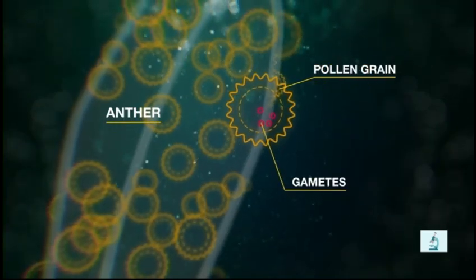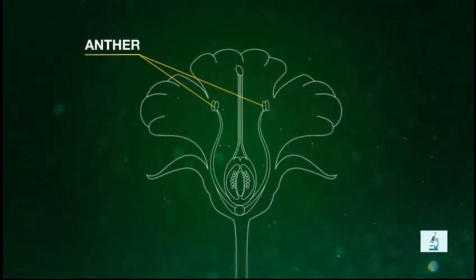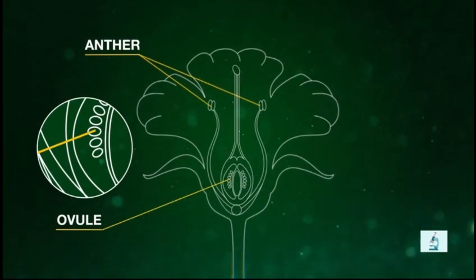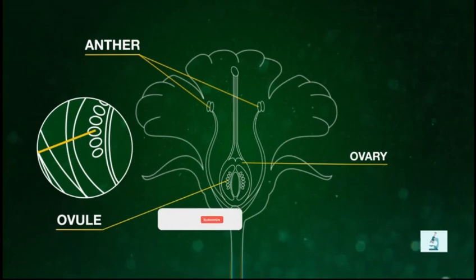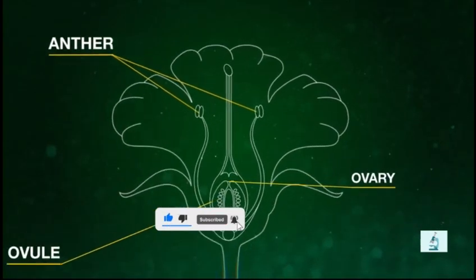Male gametes are found inside pollen grains, which are produced in the flower's anthers. The female gametes are found inside the ovules, which are produced in the flower's ovary. The transfer of pollen between flowers is known as pollination.